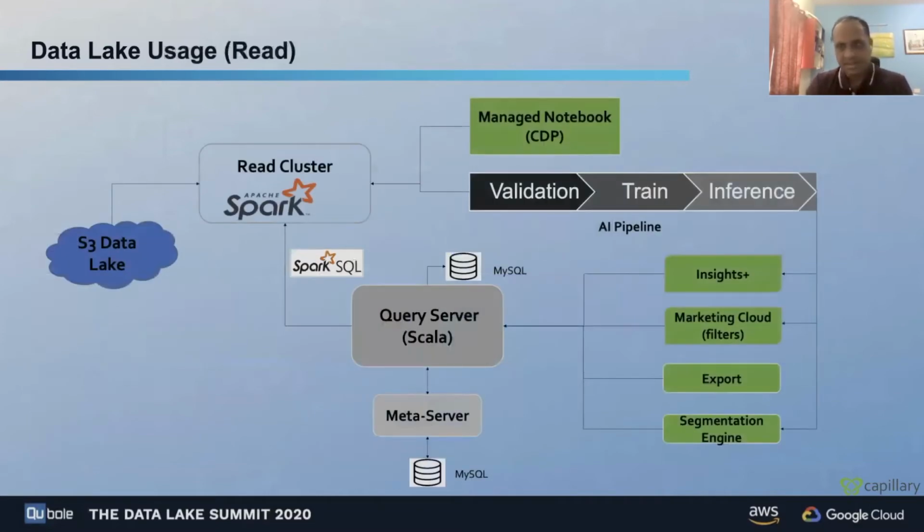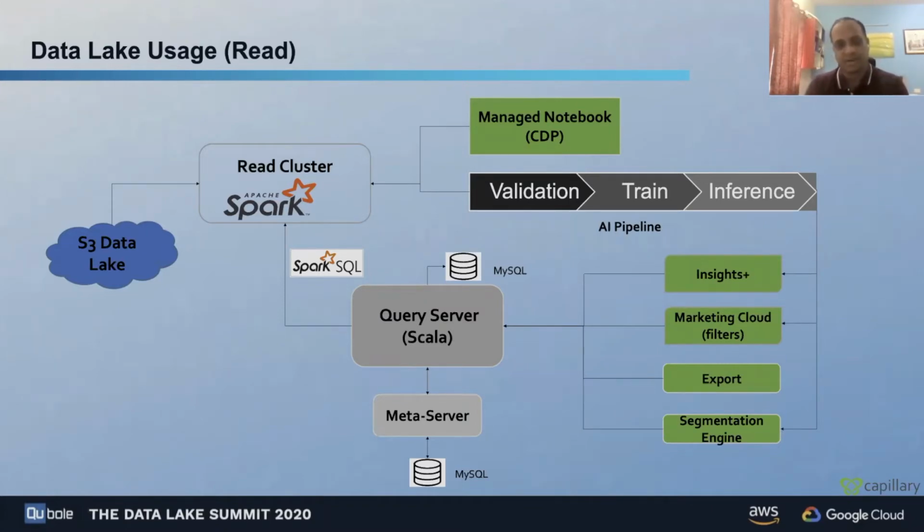Now, once this data lake is formed, then what do you do about it? The data lake is persisted on the cloud with S3, which has various resolutions of the data. It could be the raw data, the linked data, the summarized data, or the cubes. And that data lake is then exposed through a query interface to our products, which are Insights Plus, Marketing Cloud, our export framework, or our segmentation engine. All of these products interact through a query server with this Spark cluster. They don't directly fire Spark SQL queries. I'll also elaborate on this grayed out box, which is the query server in Capillary's context.